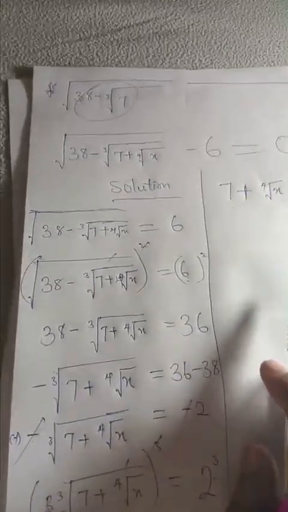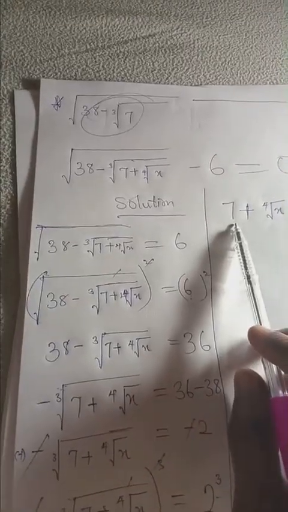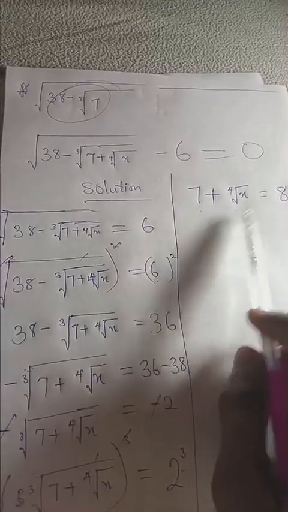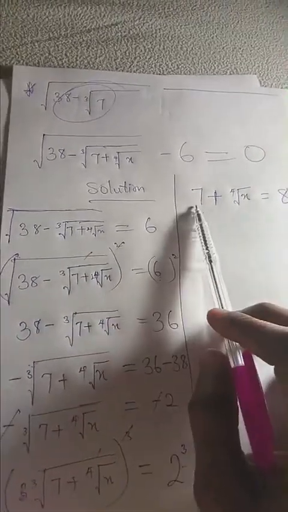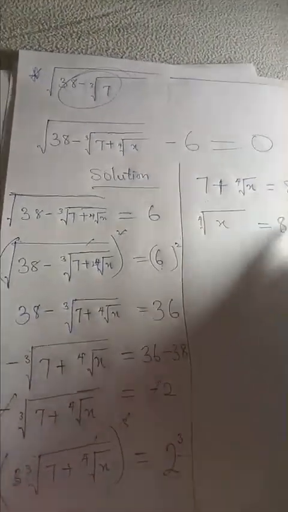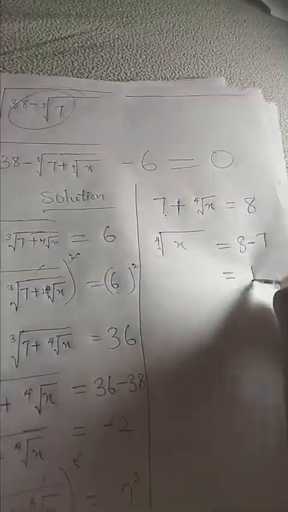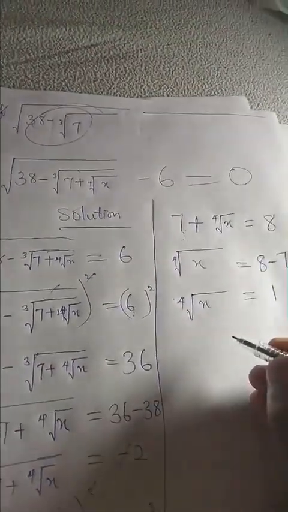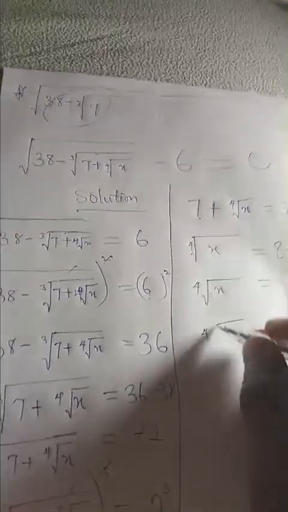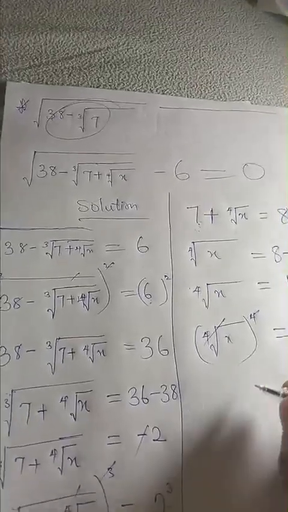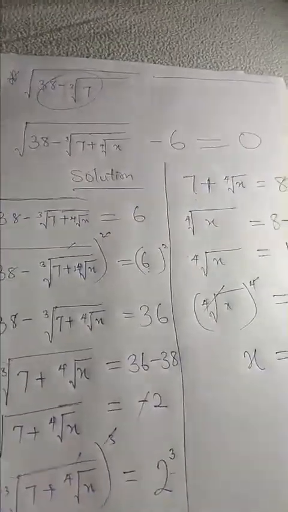As I said from the beginning, you still need to make the term with the root alone on one side. So at the left-hand side here, we have 7 plus the fourth root of x equals 8. 8 and 7 are whole numbers without roots. That is, we collect the like terms, so we are left with the fourth root of x equals 8 minus 7. The 7 goes after the equal sign, so we change its sign. Now 8 minus 7 gives us 1, and the fourth root of x is here. What's next? Just take the fourth power of both sides. That is, the fourth root of x raised to 4 equals 1 raised to 4. This will take care of the roots, and then we are left with x equals 1.